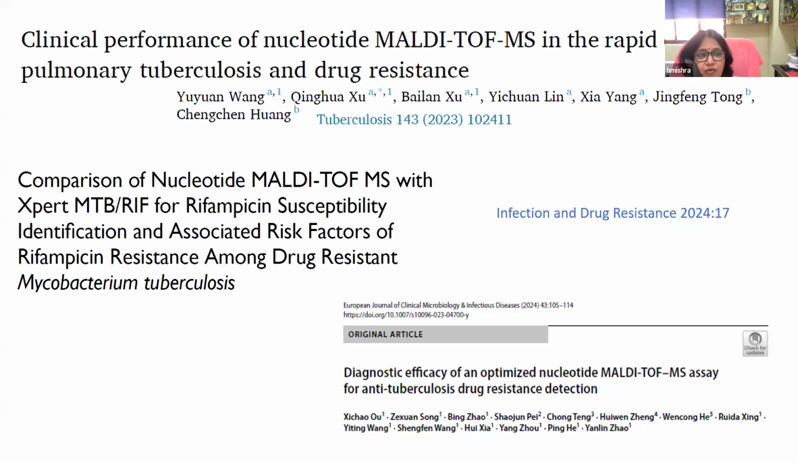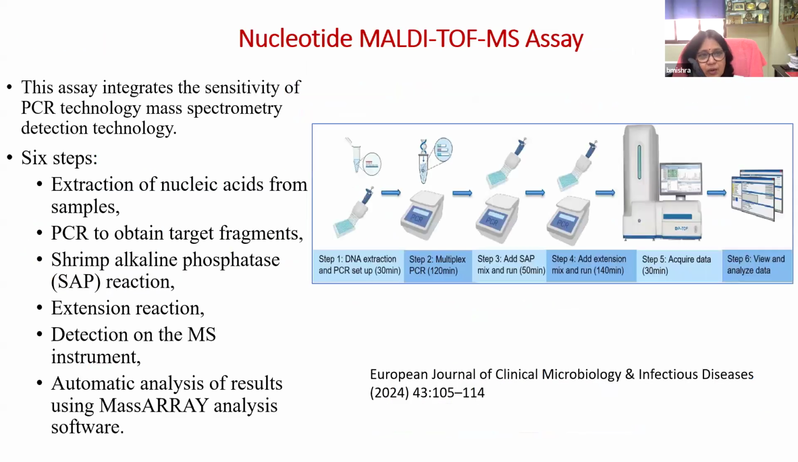Many of us in the microbiology lab use MALDI-TOF. Here, it is not the simple MALDI-TOF, it is nucleotide MALDI-TOF MS in the rapid diagnosis of pulmonary tuberculosis and drug resistance. Various studies have come up recently in 2023 and 2024. In this nucleotide MALDI-TOF assay, they have integrated the sensitivity of PCR technology and mass spectrometry. Both the techniques have been merged.